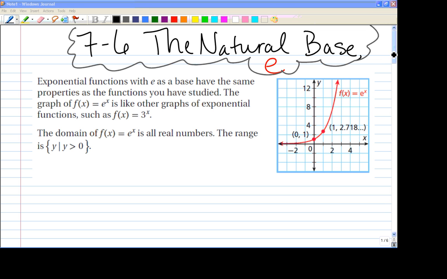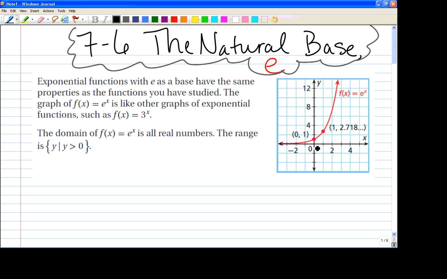Okay, so you've become a little bit acquainted with e, and now let's tie this in with our exponential functions. Exponential functions with e as a base have the same properties as functions you have already studied. The graph of f of x equals e to the x is like other graphs of exponential functions, just like f of x equals 3 to the x. The domain for e to the x is all real numbers, and the range is the set of y values where y is greater than 0.